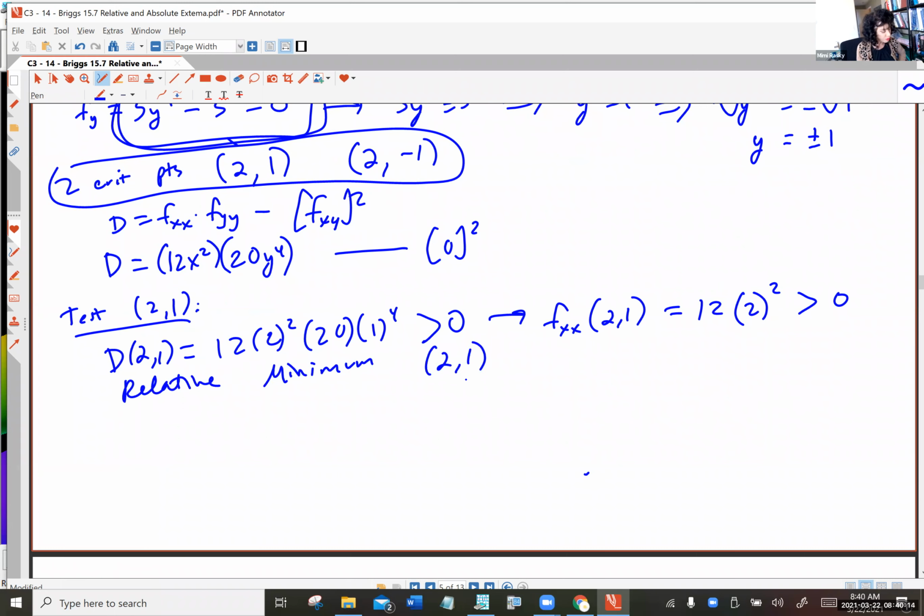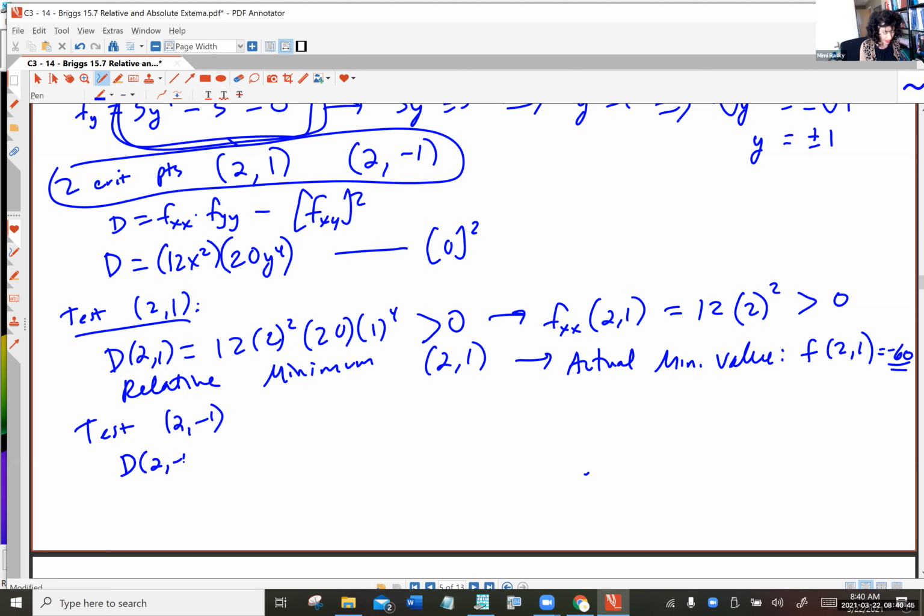And what's the actual relative minimum value? Some students get confused when they're asked about the actual min value. That's the original function evaluated at (2, 1). So you would punch that up into your calculator, and I get, what is the actual min? I think it's -60. Ooh, that's pretty down there. Okay, now what? Let's test the other critical point, (2, -1).